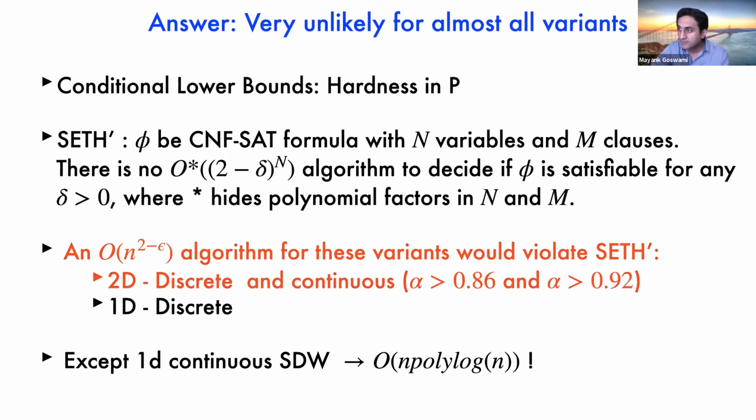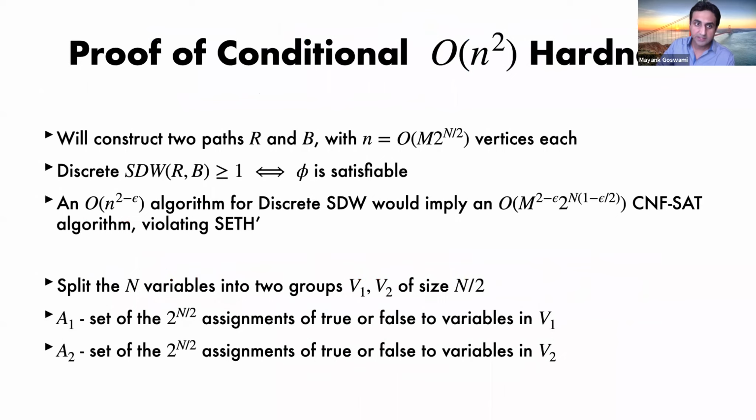And maybe I'll take about 5-10 minutes to show you this proof, a proof of this conditional hardness of the 2D discrete and continuous social distancing width. And I'll start with a general outline of the proof. So basically we have to construct two curves. So given a formula, we'll construct two curves.